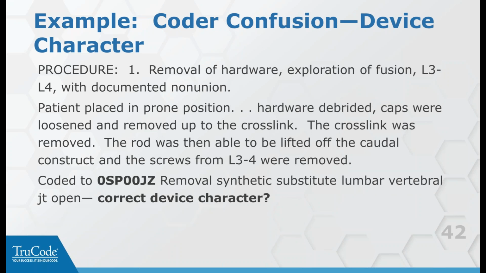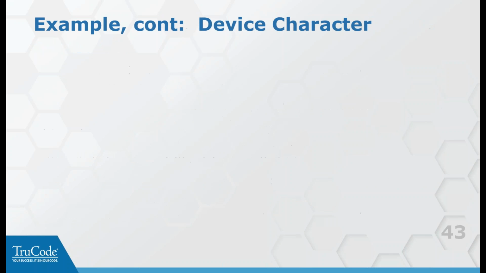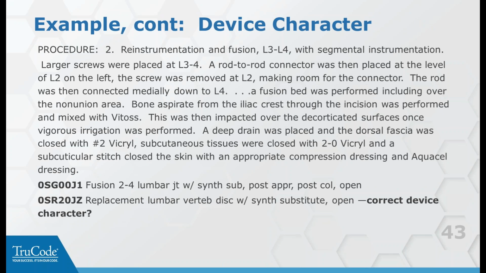Device characters are also an issue at times. In this particular little scenario, the coder coded this to synthetic substitute of the lumbar vertebral joint. However, when you read the scenario, basically what they did was take fixation device stuff out. So the character should have been an internal fixation device, not a synthetic substitute. The second part of that procedure was when they went in and had to do re-instrumentation and fusion of some segments. And again, they coded replacement of the lumbar disc with synthetic substitute.